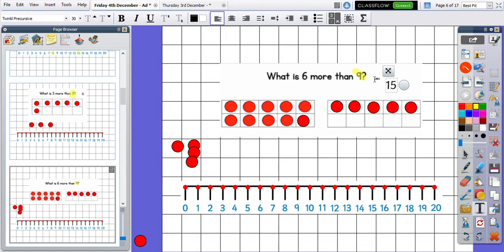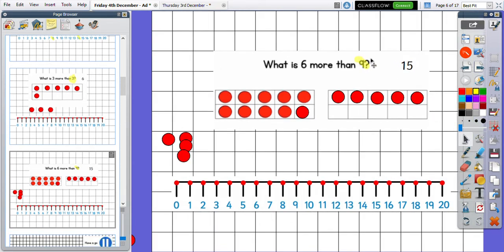Now, I'm going to double check my answer using my number line down here. I'm going to show you how to use it. We said that the number we needed to start with was 9, because it's asking me what's 6 more than 9. So I need to start on the number 9, and I'm going to highlight 9. It's asking me what's 6 more, so I'm going to do 6 jumps. 1, 2, 3, 4, 5, 6. And I land on the number 15, because that's 6 more than my number 9.